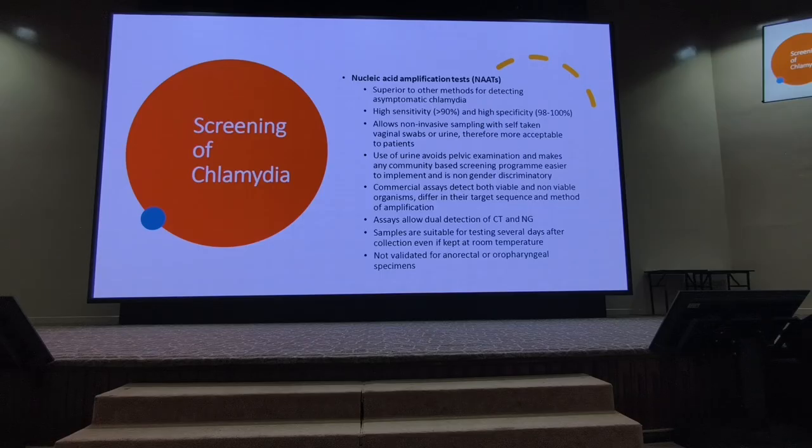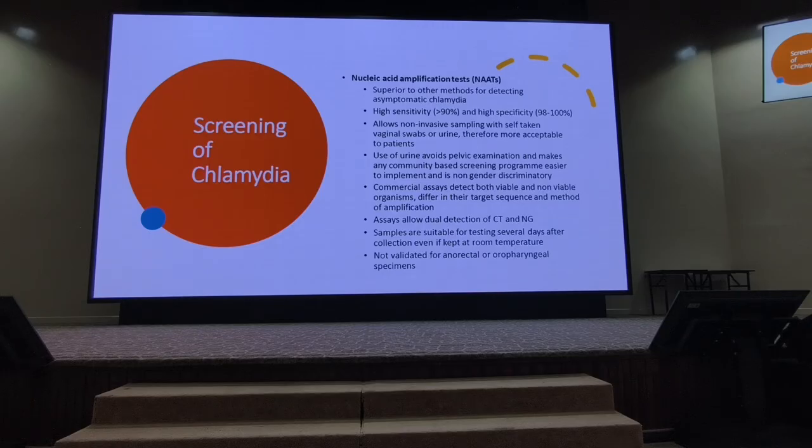So how do you screen? This is one of the ways to screen. This is the nucleic acid amplification test, one of the commonest tests we use nowadays. It is superior to all the other methods. There are other methods to screen, but that is the most superior, with very high sensitivity and high specificity. It also allows non-invasive sampling. The woman can do it herself and bring it to the healthcare provider, which is more acceptable to the patient. And you can also use urine in screening.